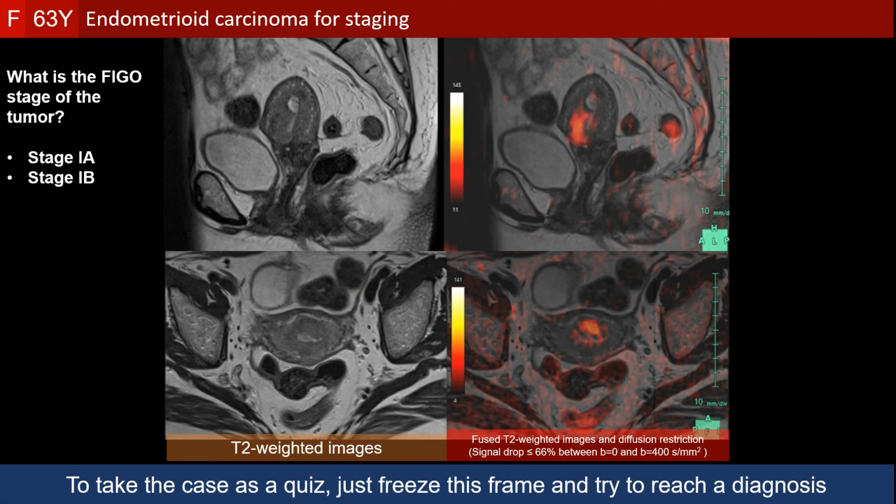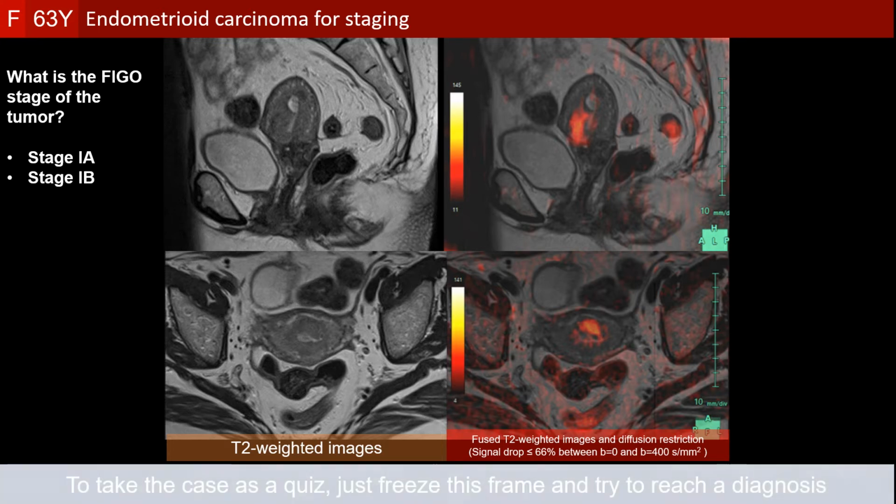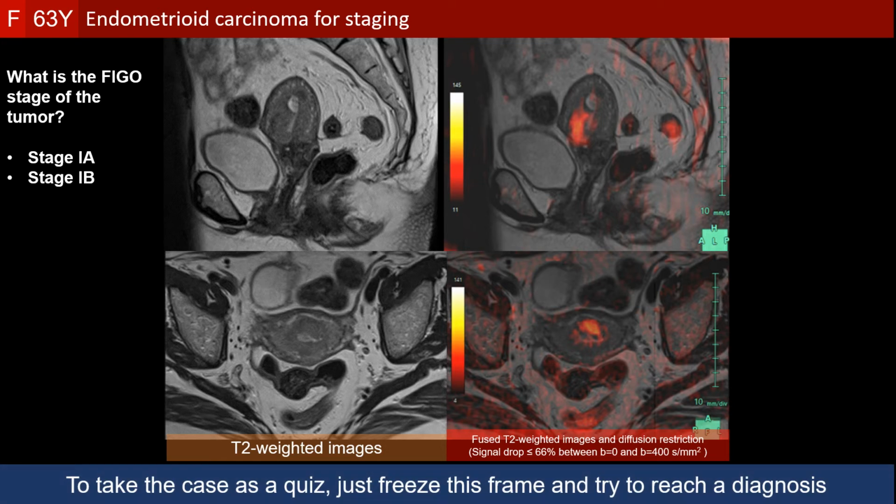This is a 63-year-old lady with histologically proven endometrial carcinoma sent for staging. You are provided with sagittal and transverse T2 weighted images and a fused image of the T2 weighted images and the diffusion restriction.